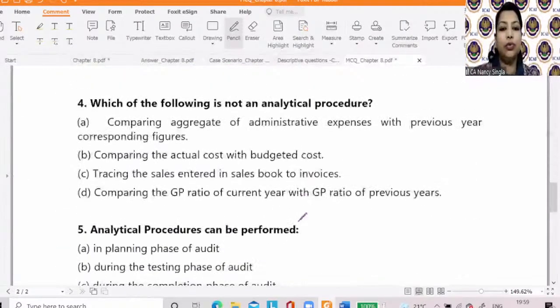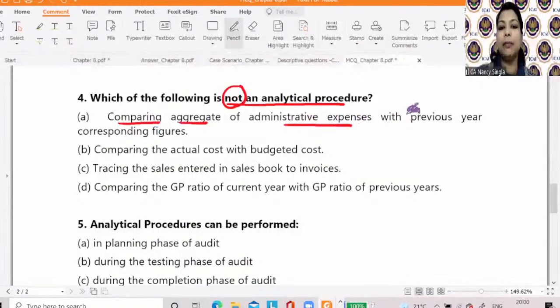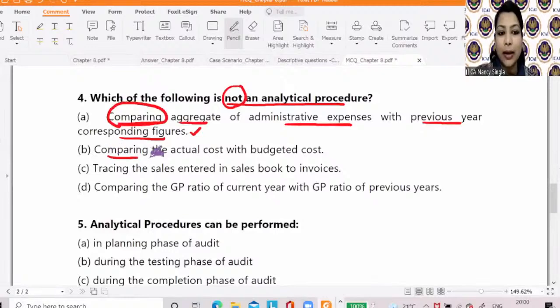Now, with respect to the fourth question, which of the following is not an analytical procedure? Apply your minds, apply whatever we have discussed. Comparing aggregate of administrative expenses with the previous year's corresponding figures. Comparing, so this is an analytical procedure, right? Comparing actual cost with budgeted cost, since it is comparing, so this also looks like an analytical procedure.